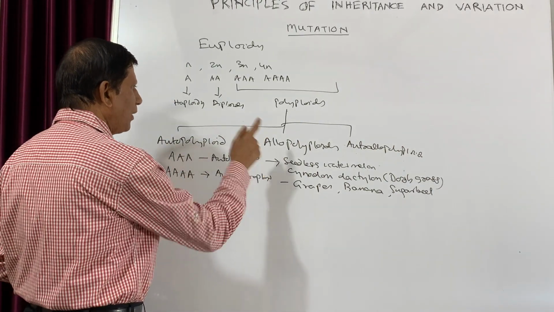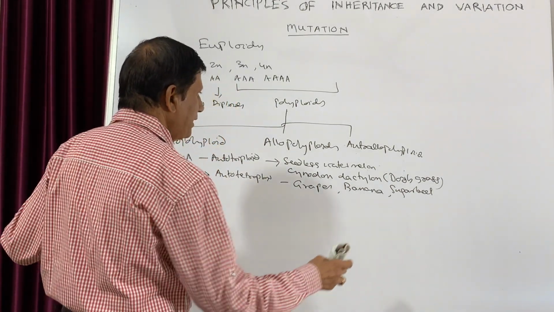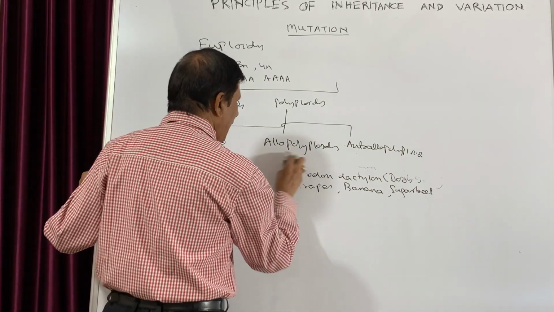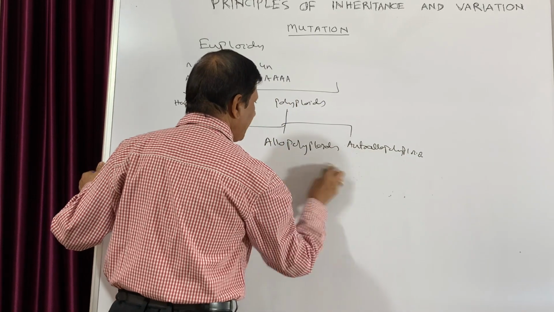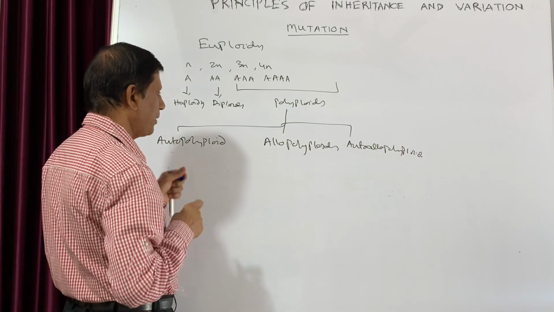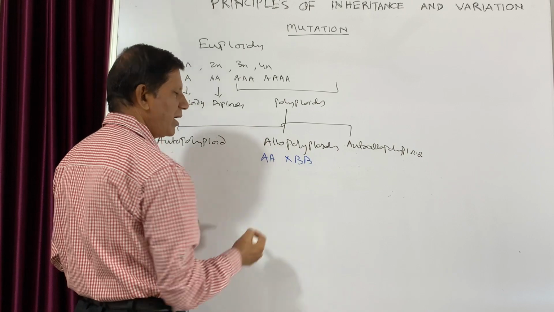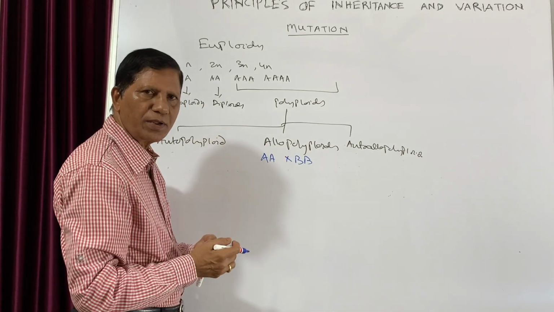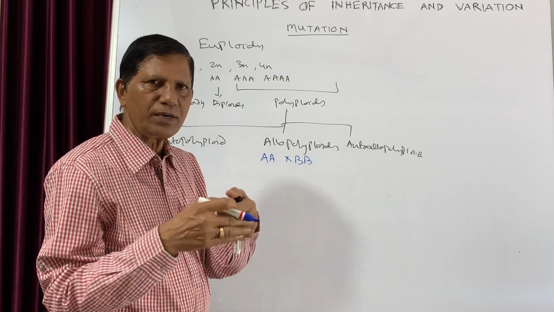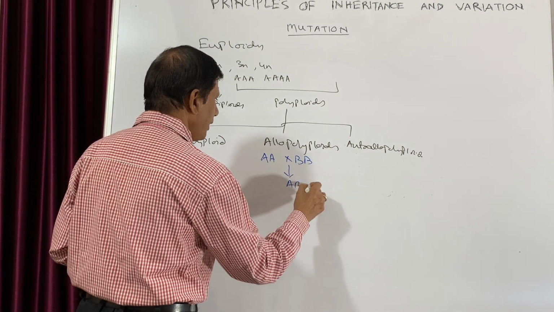Now, come to the allopolyploids. Allo means different. So these are usually obtained by hybridizing two plants and then multiplying the chromosome number. That means if we take two plants, one is AA, the other is BB, and these two plants have some good characters, and we want to hybridize between them so that the F1 will have better characters. So the F1 will be AB, but this is sterile.